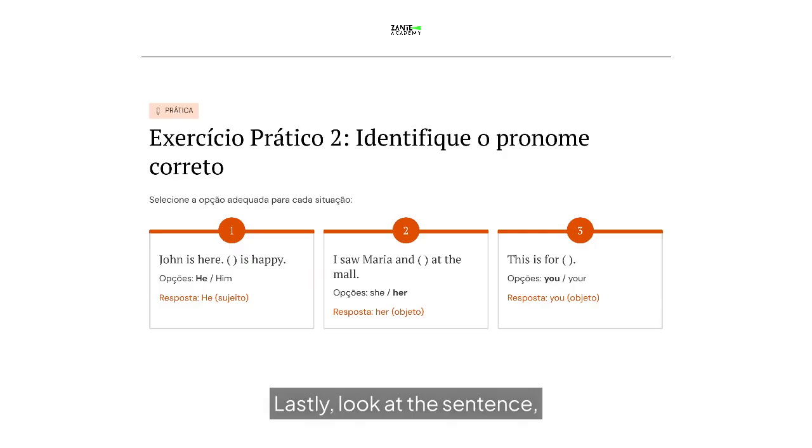Lastly, look at the sentence, "This is for you." Here, you can choose between you or your. Remember, we want to identify who is the recipient of the action. Since this sentence refers to the person receiving something, you is the right choice.